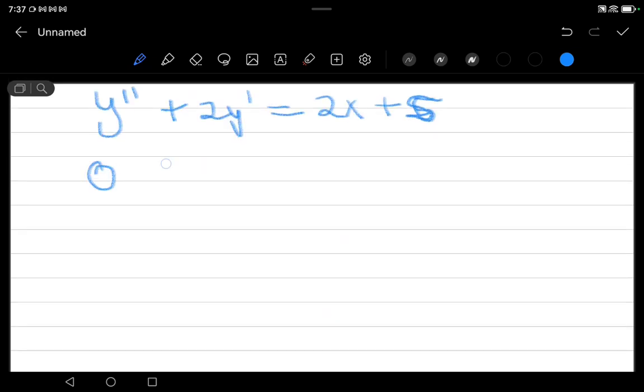So it's going to be 0 plus 2 times y prime, and our y prime is a, equals 2x plus 5, like this. And then from here we're going to solve for a.